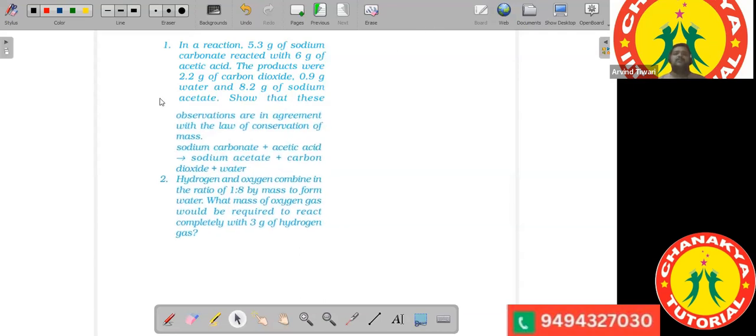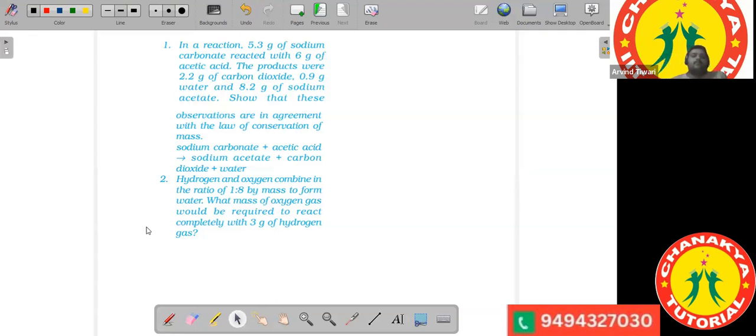First, try to solve the first one. Abhinav, Pranaya, and Chavan Kaushik, solve the first one. In a reaction, the reaction is also given. So in a reaction, 5.3 gram of sodium carbonate reacted with 6 gram of acetic acid. The products. Yes, sir, I solved it.